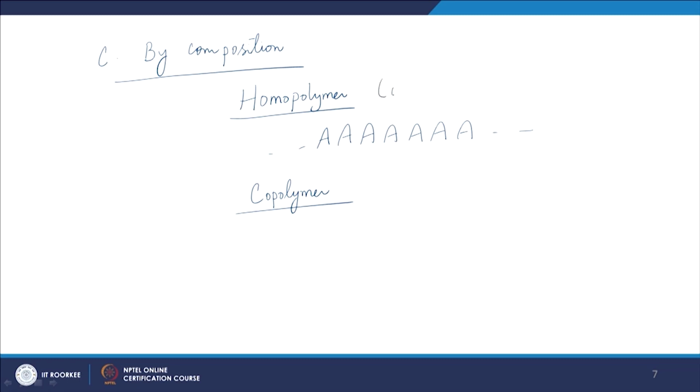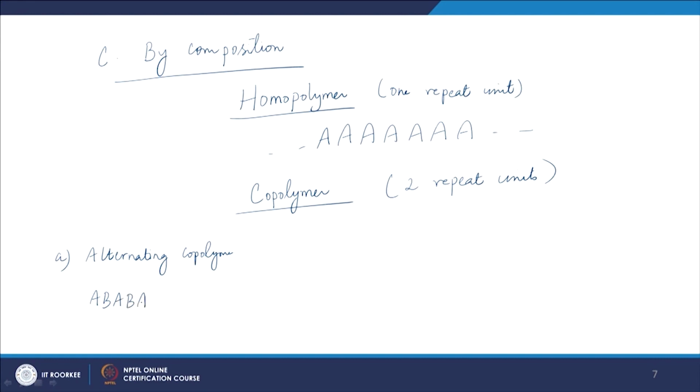Okay, so this is one repeat unit, but you can have two repeat units, and there can be many possible ways this can happen. It can be, for example, an alternating copolymer, that is like AB, AB, AB and so on.